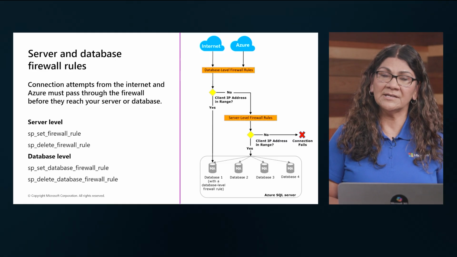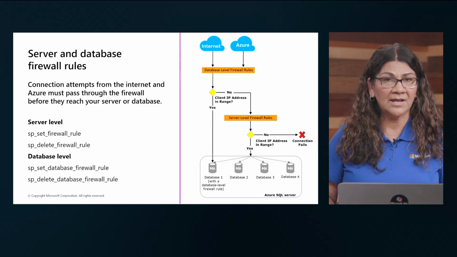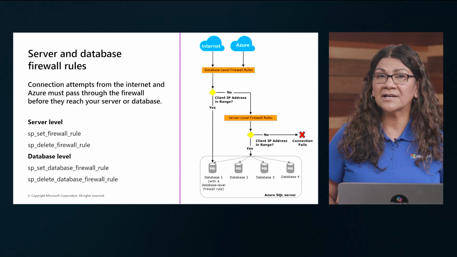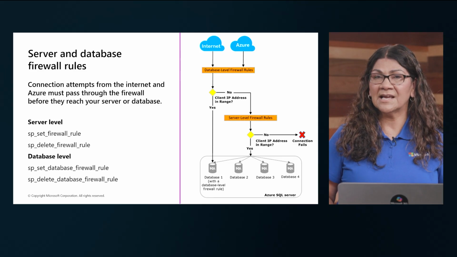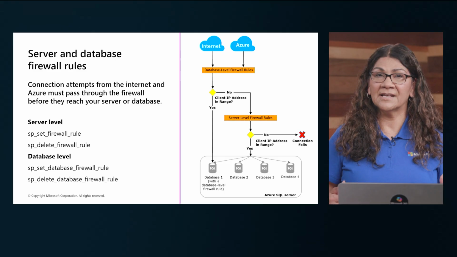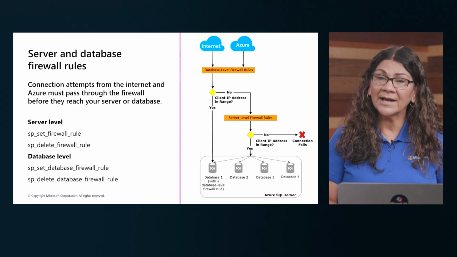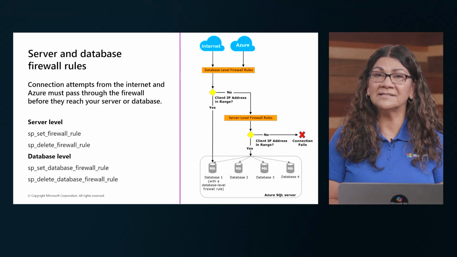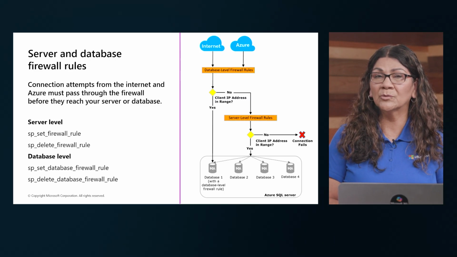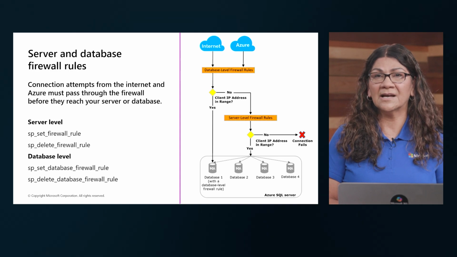within the user database. When a computer tries to connect to your server from the internet, the firewall first checks the originating IP address of the request against the database-level IP firewall rules for the database that the connection is making the request for. If the address is within a range that's specified in that database-level IP firewall rule, the connection is granted to the database that contains that rule.